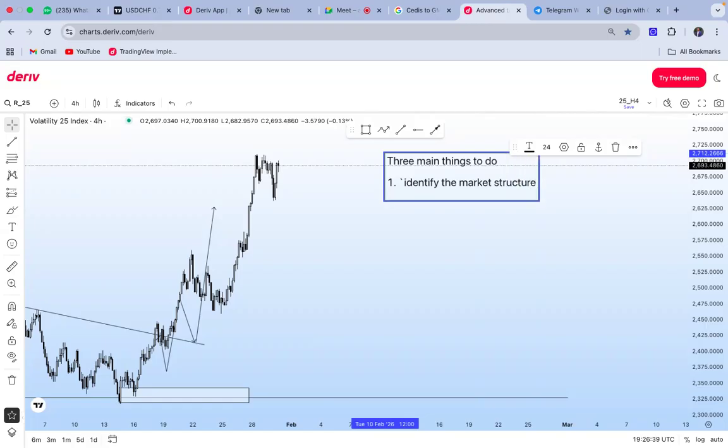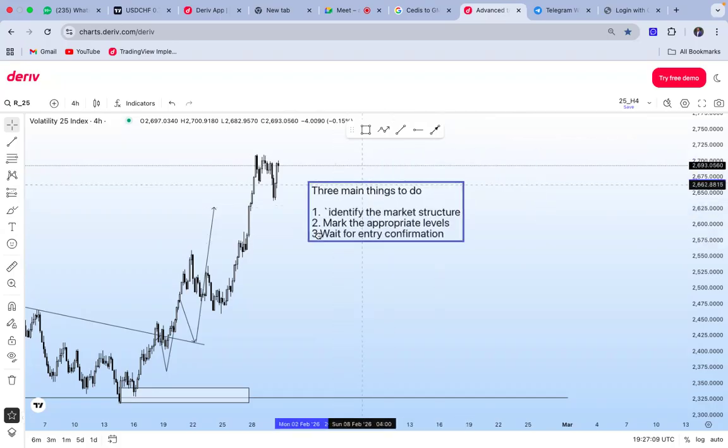Okay, the first thing is to identify the market structure. Then the next thing is to mark the appropriate levels. And then the next thing is to wait for entry confirmation. Okay. So these are the three main things that you do anytime that you open your charts.